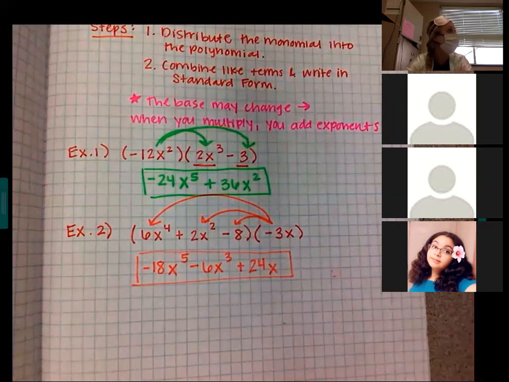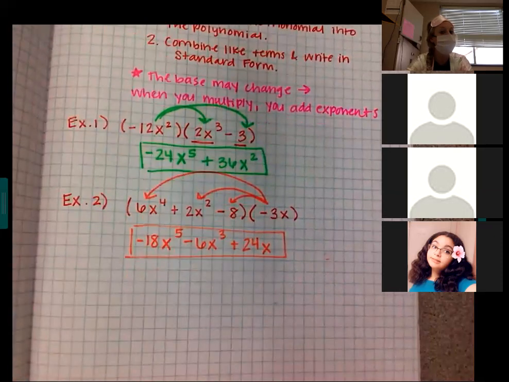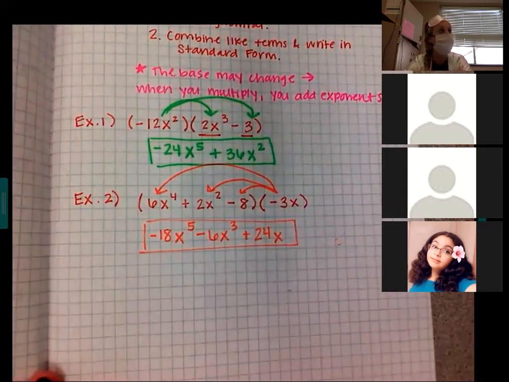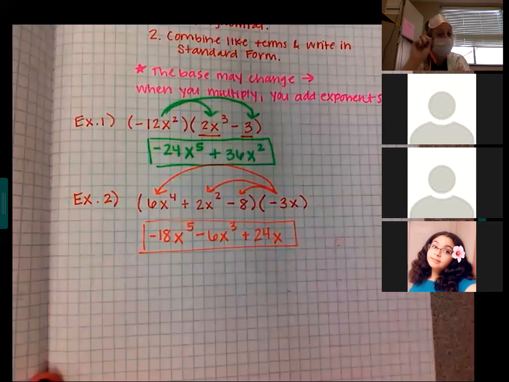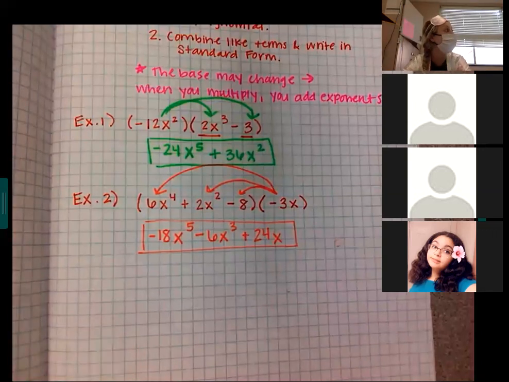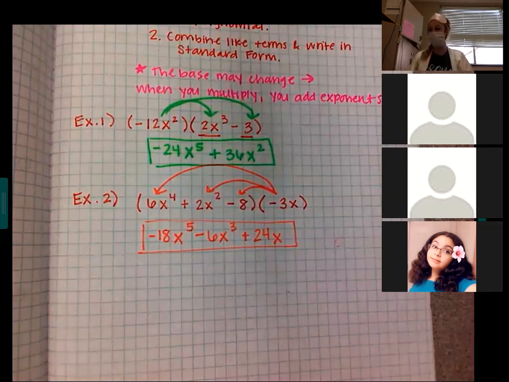If I asked you to classify, how many terms are in my answer? 3, so it's a trinomial. What's the degree? Very good. Do I need to do another one, or y'all are okay with multiplying monomials? Kershawn, y'all good with multiplying monomials? You sure? All right. I feel like you ain't paying attention to me today.